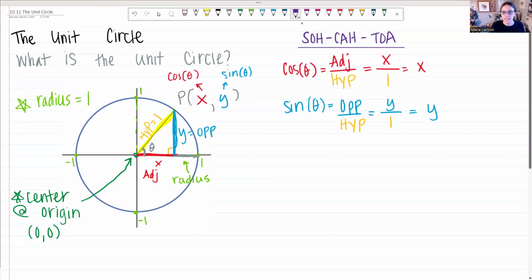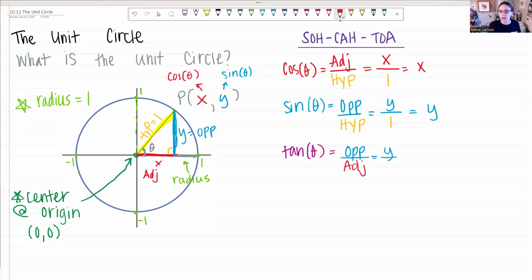And then lastly, that leaves us with tangent. The tangent of theta is always equal to the opposite over the adjacent, O on top of A. And the opposite again is y over the adjacent, which is x. So y over x is our tangent, which is also the same thing as the sine of theta, y, over the cosine of theta. Tangent is always sine over cosine. Y is sine, and x is cosine.